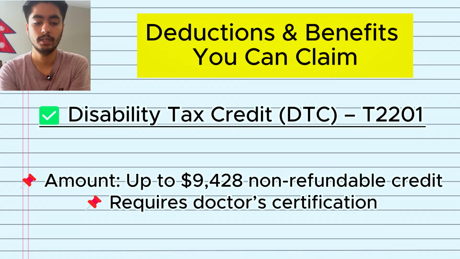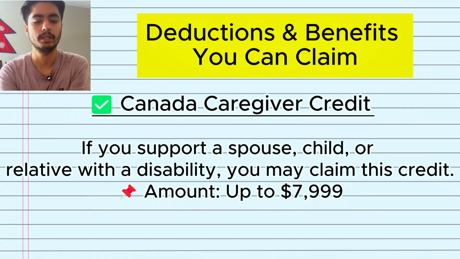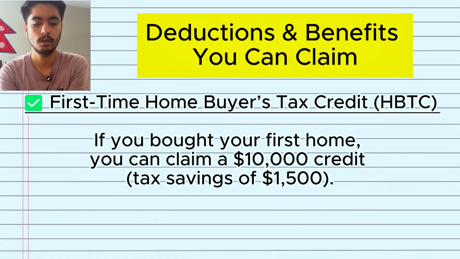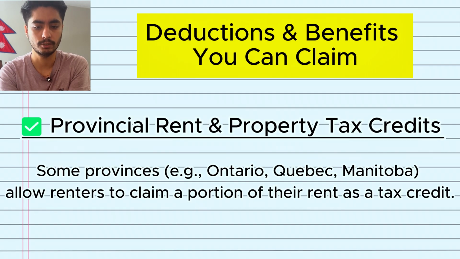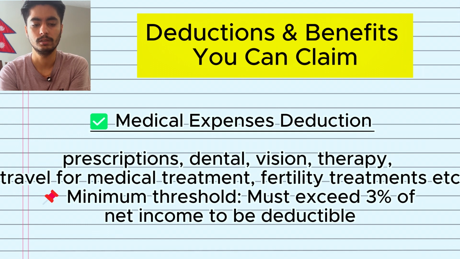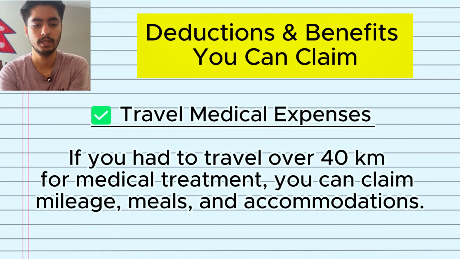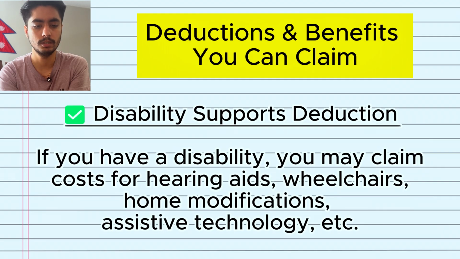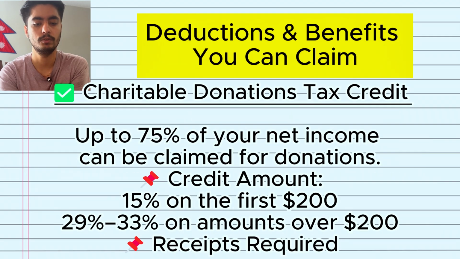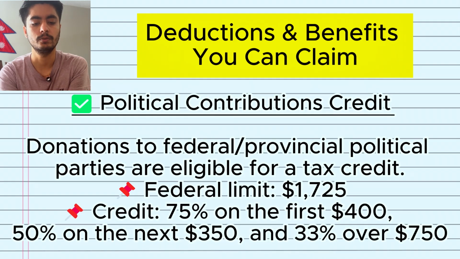There are more tax credits and deductions that you can do. That includes disability tax credit, Canada caregiver credit, first time home buyers tax credit, home accessibility expenses, provincial rent and property tax credit, medical expense deduction, travel medical expenses, private health insurance premiums, disability support deduction, charitable donation tax credit, political contribution credit.